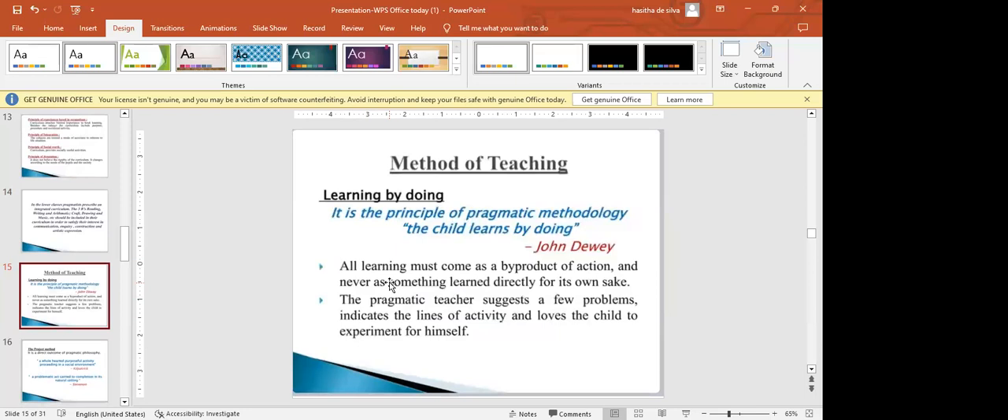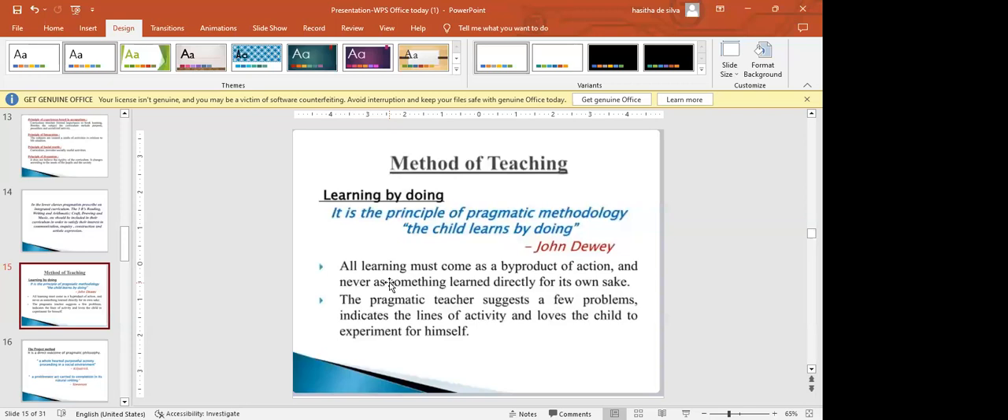There are various teaching methods, but according to pragmatists, they presented several methods of teaching.